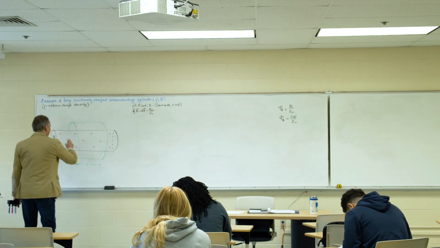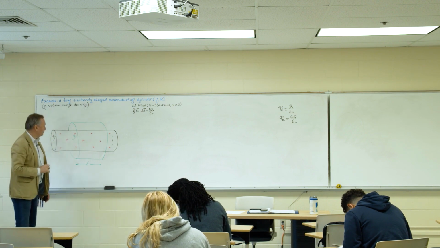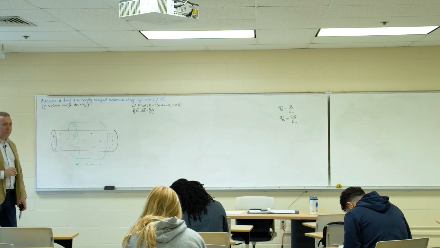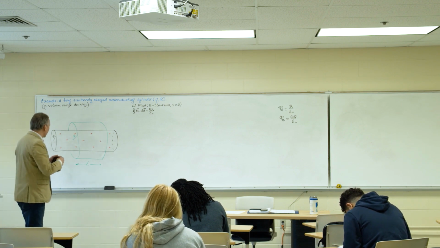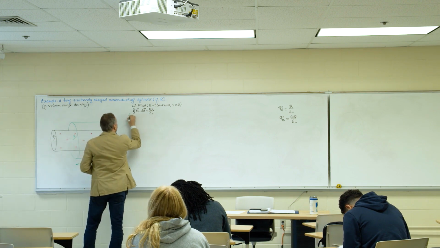So, of finite length L, and of radius r small. Again, it's essentially a variable. So that's our Gaussian surface.